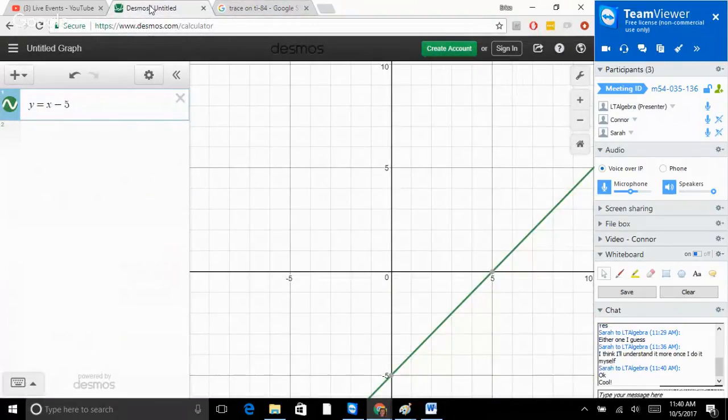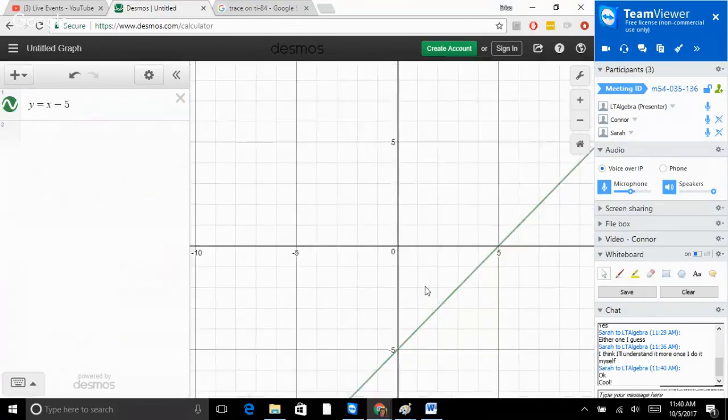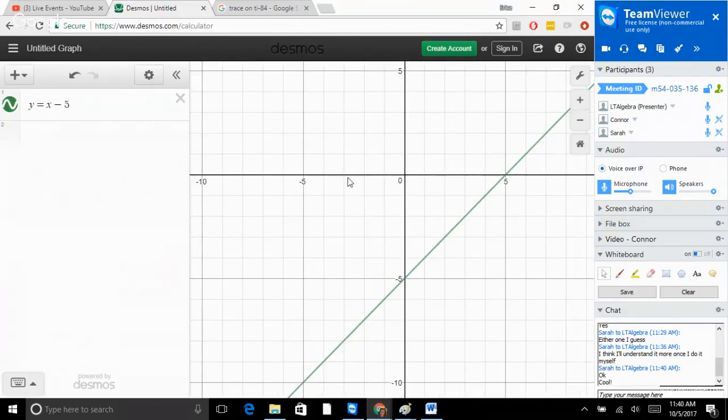So on Desmos, we had 1 point at 6, 1. Okay, 6, 1. That one worked. And then we have another point at -3, -8. So -3, -8. So we did a good job. Can pat ourselves on the back.